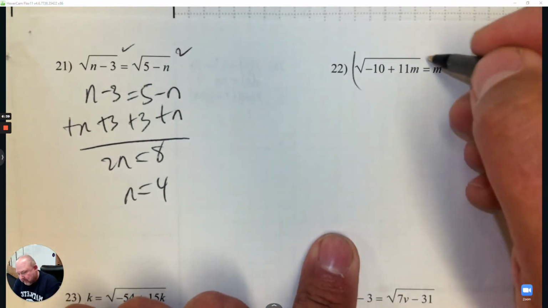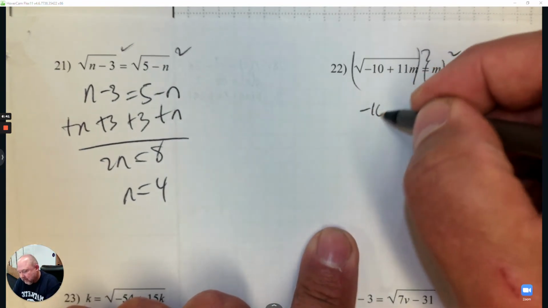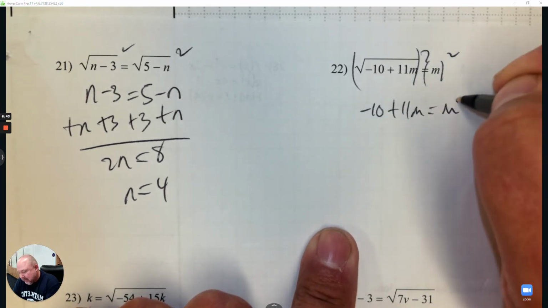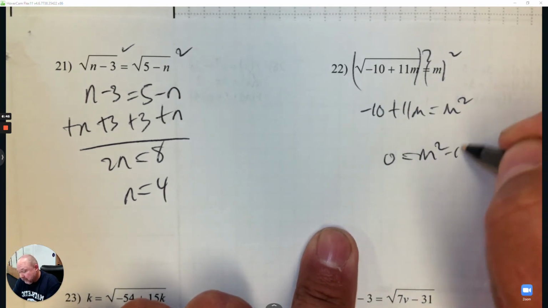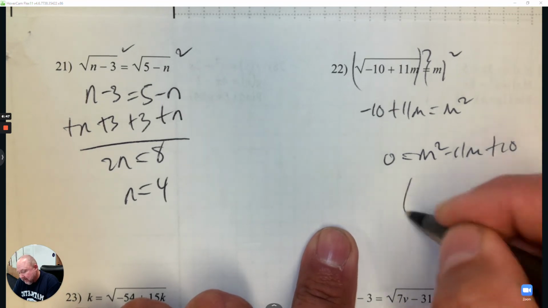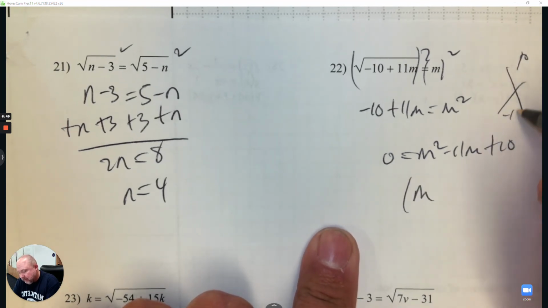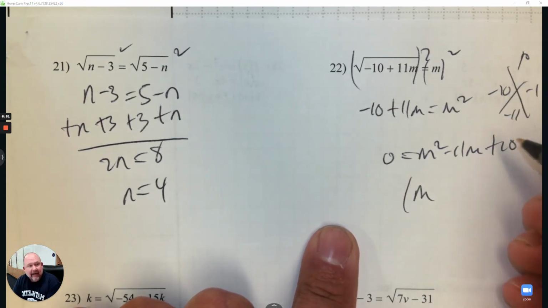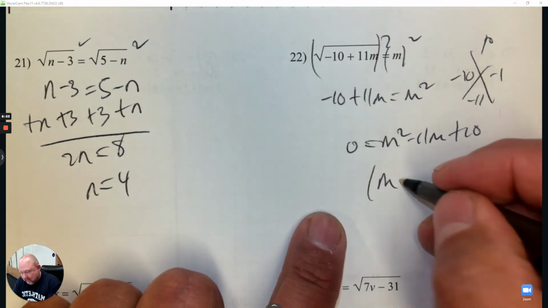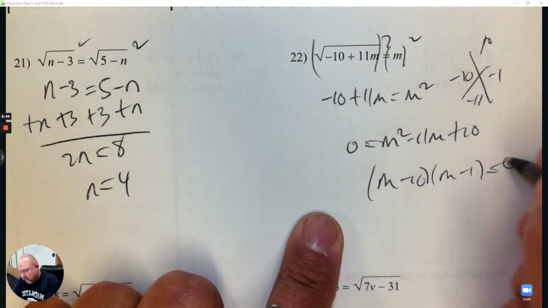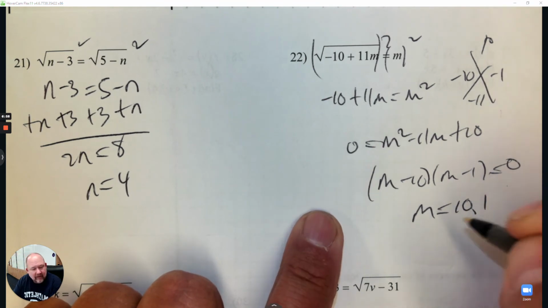Here, we have to square it. This is going to be a quadratic, so it's negative 10 plus 11m equals m squared. Make it equal to 0, so I'm going to subtract 11m and add 10. I'm going to factor it, so two numbers that multiply to 10 and add to negative 11, so it's negative 10 and negative 1. Solve it, so each factor has a solution, so that's 10 and 1.